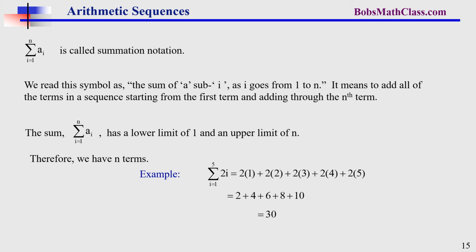Let's look at an example. The sum of 2i as i equals 1 to 5 means i is going to take on every value from 1 to 5, and then we're going to add each number. Starting at 1, that means 2 times 1, then 2 times 2, then 2 times 3, then 2 times 4, and then stopping at 2 times 5. We get all those answers and add them up, and then we're done. So in this case, we get 30.